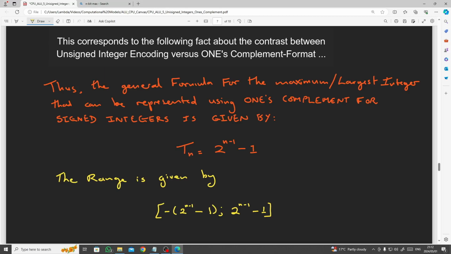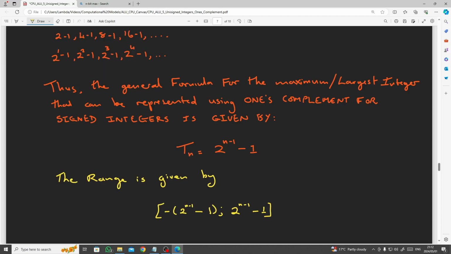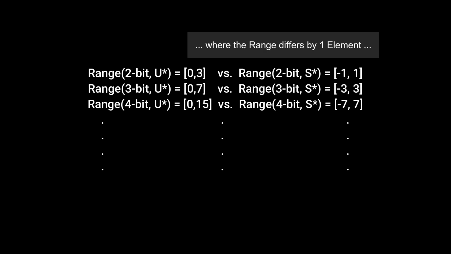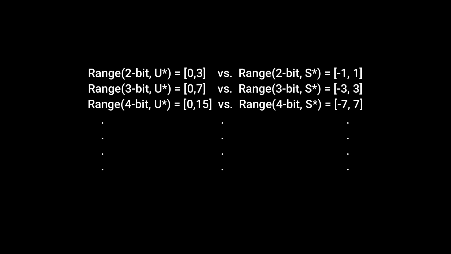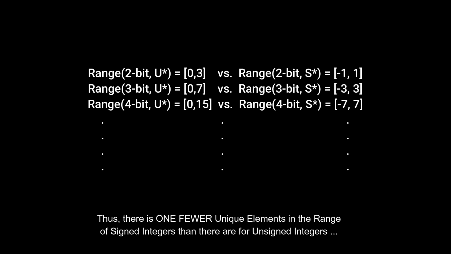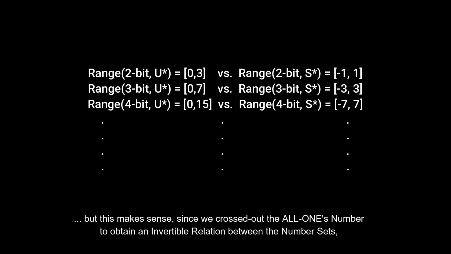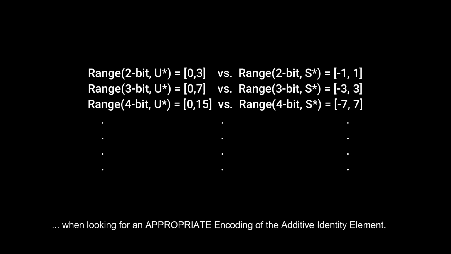This corresponds to the following fact about the contrast between unsigned integers encoding versus 1's complement format, where the range differs by 1 element. Thus, there is one fewer unique element in the range of signed integers than there are for unsigned integers, but this makes sense since we crossed out the all ones number to obtain the invertible relationship between the number sets when looking for an appropriate encoding of the additive identity element.